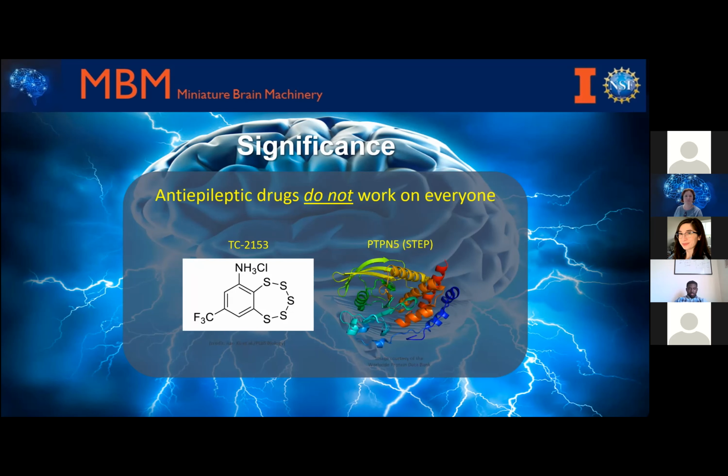STEP is encoded by the PTPN5 gene and is expressed widely throughout the CNS, particularly in the cortex and hippocampus, which is where seizures in patients with TLE arise. And varying levels of STEP expression are associated with many types of neurological disorders, not limited to Alzheimer's, epileptogenesis, and schizophrenia.